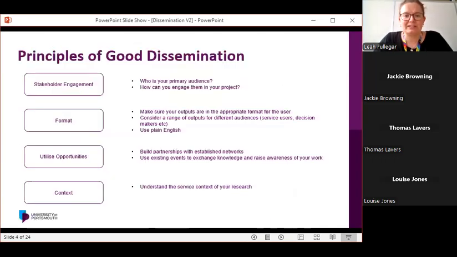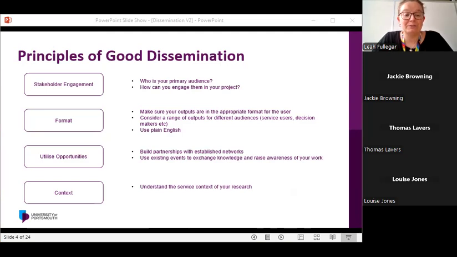So what is good dissemination? One of the first things to think about is your primary audience. Who do you want to know about your research? If your research is about how effective a service is, then your audience might be service managers or service users. And you want to think about how you can engage them in your project from the get-go, and then you already have a ready audience when you have findings ready to share.